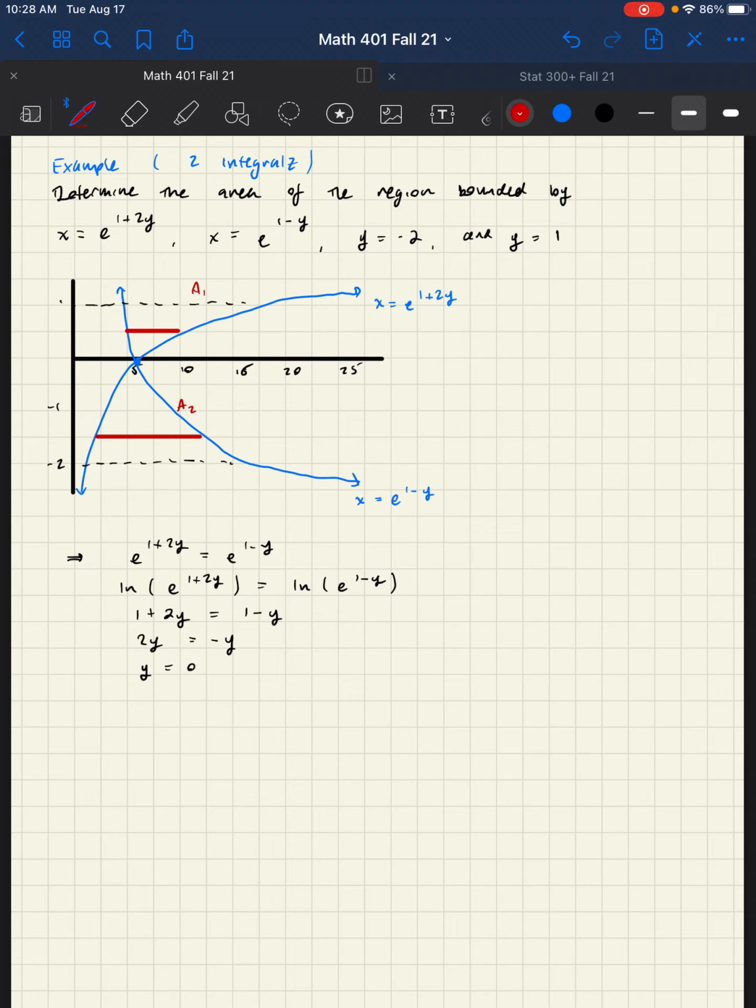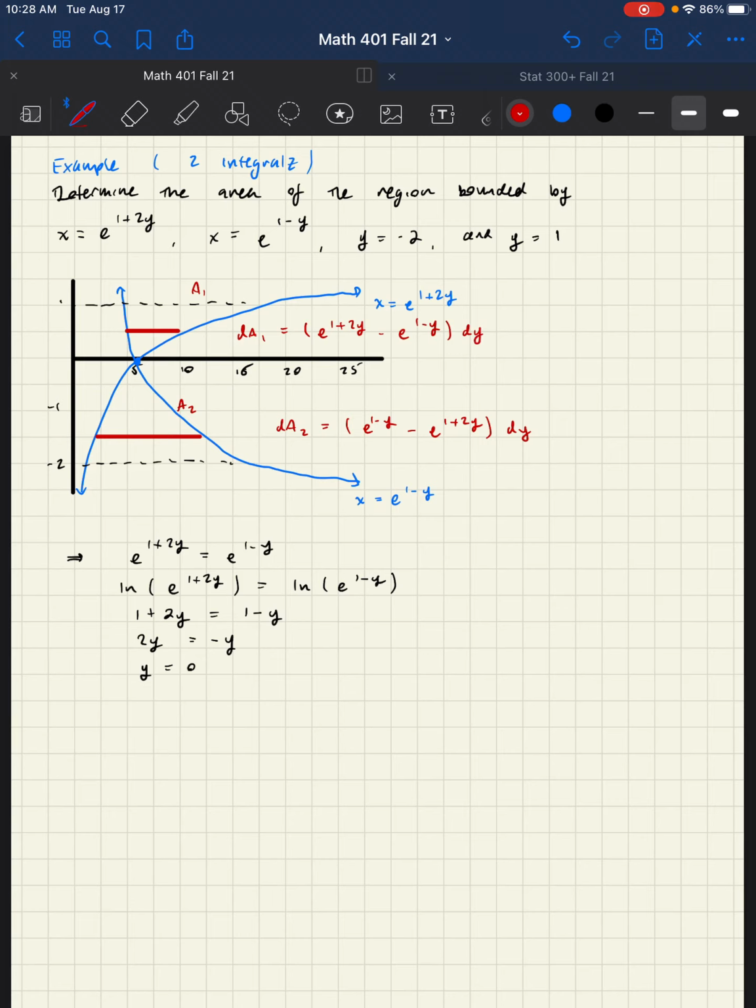And let's think then about the two infinitesimal areas that we're looking at. For dA2, our rightmost curve is the e to the 1 minus y. So it's going to be e to the 1 minus y minus e to the 1 plus 2y dy. And for dA1, it's backwards. So we're going to flip the order of the curves: e to the 1 plus 2y minus e to the 1 minus y dy.